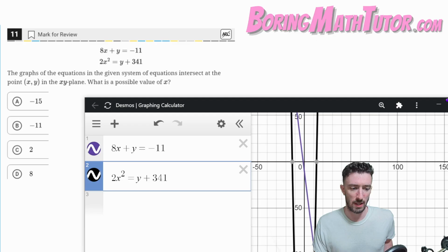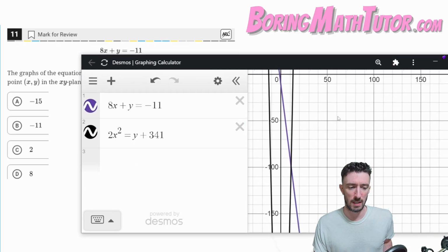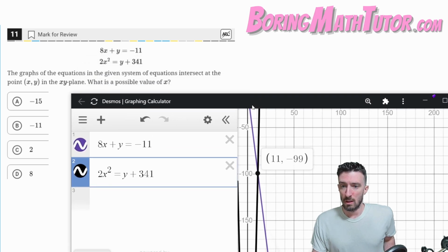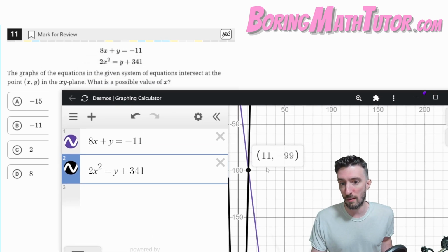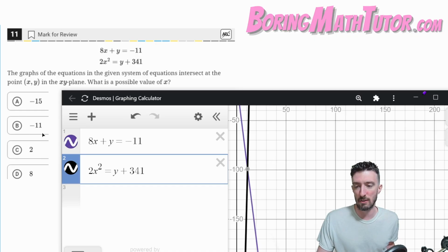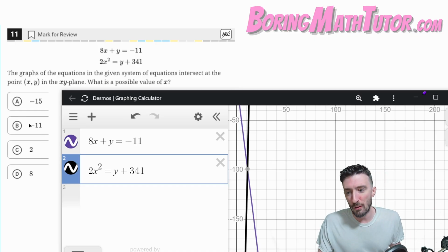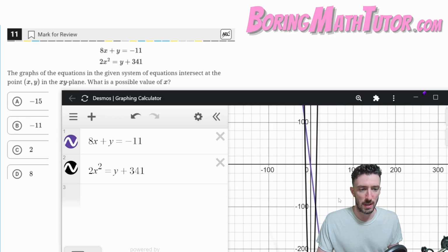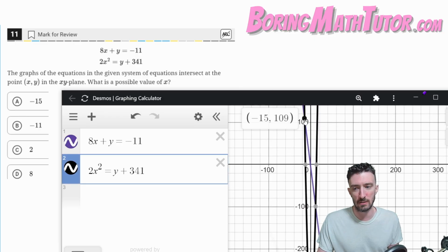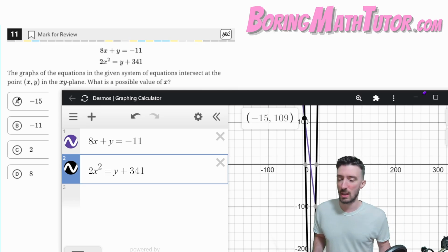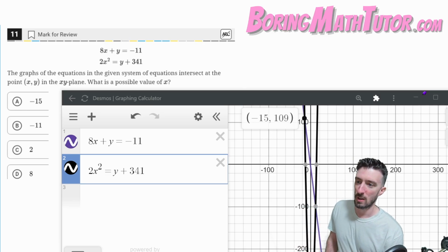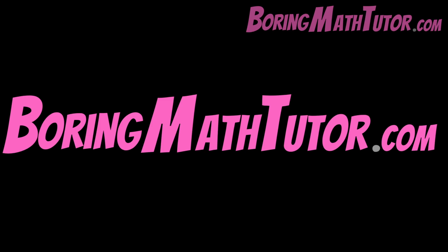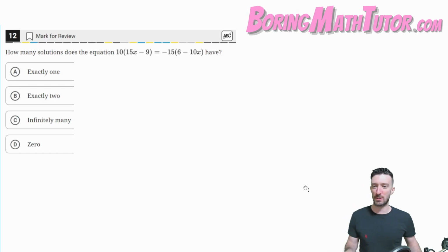Now, they intersect at the point (11, negative 99), and that means that a possible value of x would be 11, but we don't see that there, right? So if you fall for the trap, you're going to do negative 11, right? But let's zoom out and see if there's another place that they intersect. Oh, they intersect here, so the other possible value of x is negative 15. All right, we're done. If you came looking for a solution to problem 12, you came to the right place.